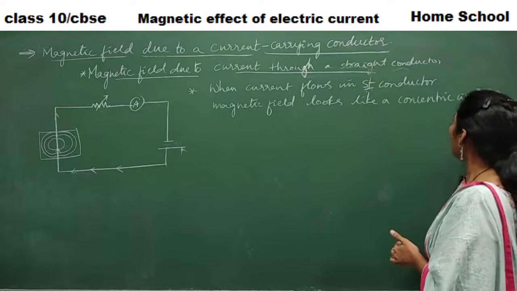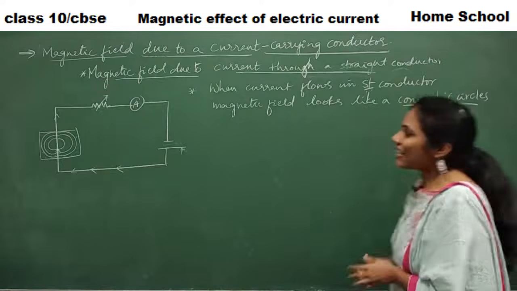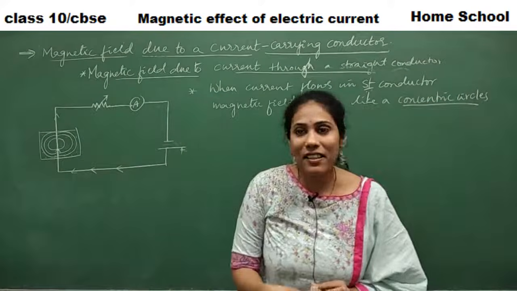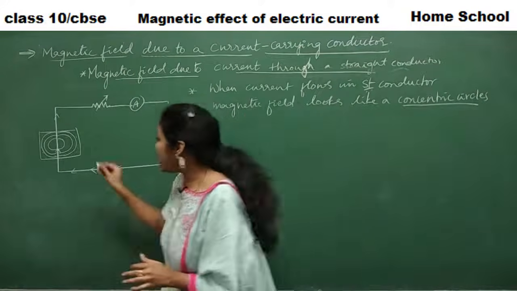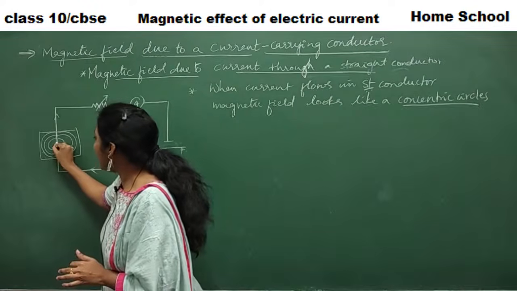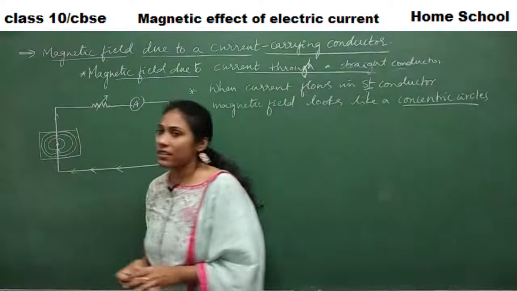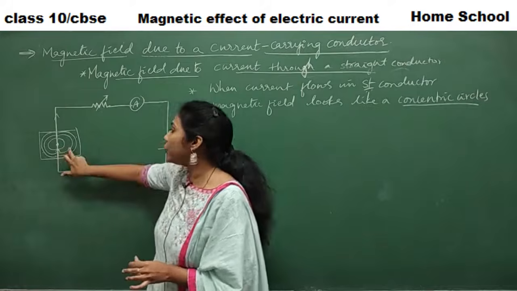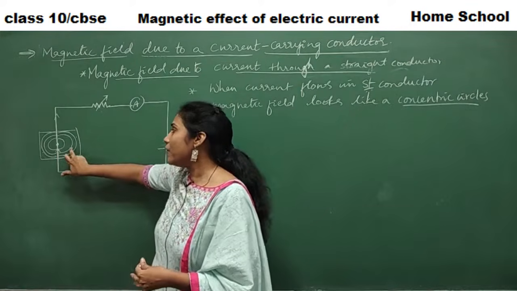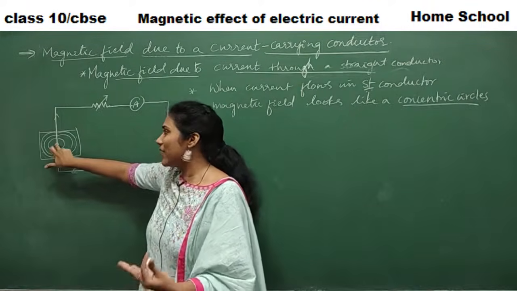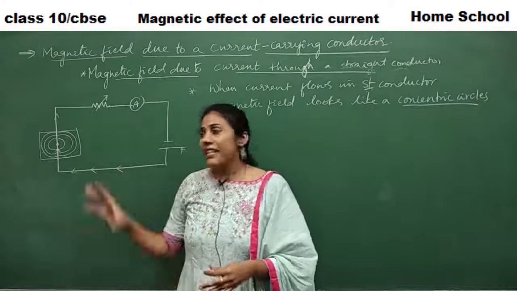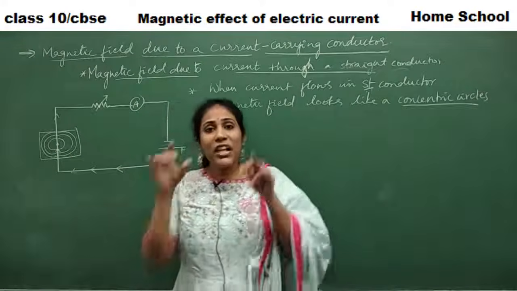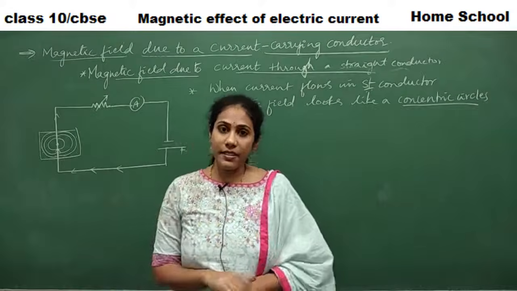Can you tell me what you mean by concentric circles? Concentric circles, in the sense, have the same center for all the circles. Say you have circle 1, circle 2, circle 3. But what is the center for all these circles? This point is the center, right? So many circles which have the same center are called concentric circles.